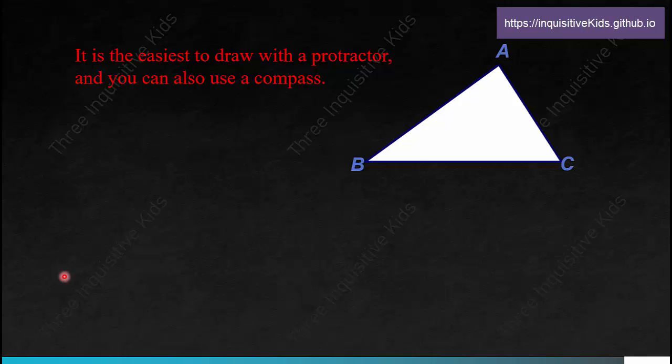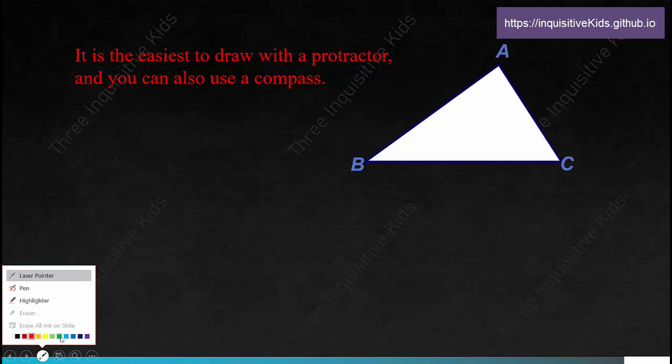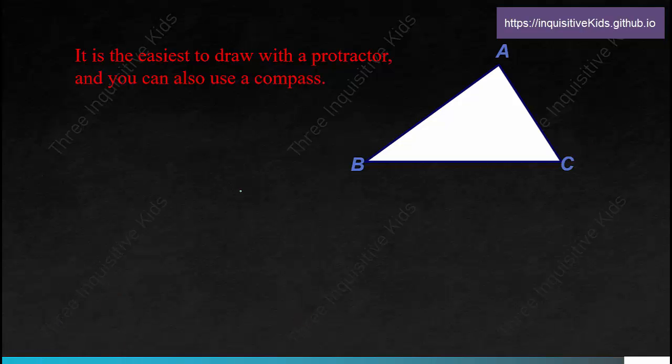Well, here's our triangle, triangle ABC. It is the easiest to draw with a protractor, but you can also use a compass. A protractor is those semicircles with those tick marks on it. You probably know what a protractor is. And a compass, I'm thinking you might not know as well, but you can search it up on Google.